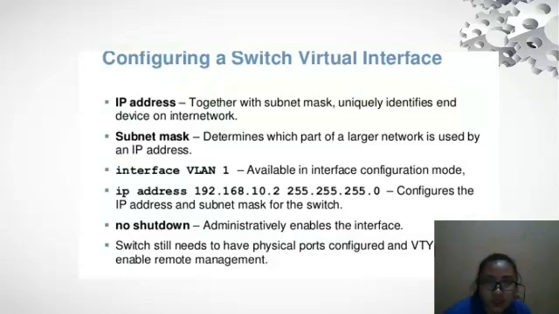Configuring a switch virtual interface. The IP address, together with the subnet mask, uniquely identifies an end device on an internetwork. The subnet mask determines which part of a larger network is used by an IP address. Interface VLAN 1 is available in interface configuration mode. ip address 192.168.10.2 255.255.255.0 configures the IP address and subnet mask for the switch. No shutdown administratively enables the interface. The switch still needs to have physical ports configured and VTY lines to enable remote management.